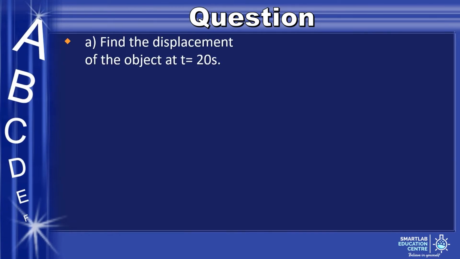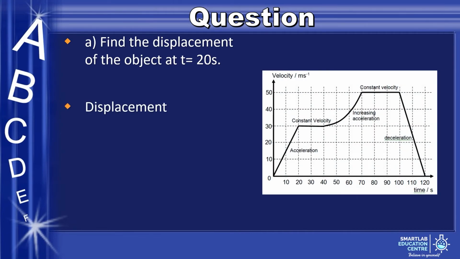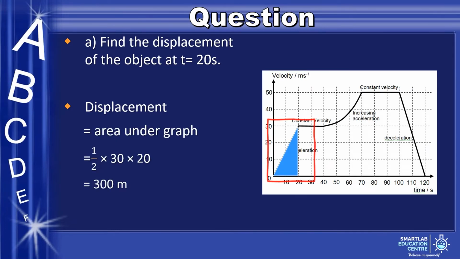Find the displacement of the object at t equals 20 seconds. The displacement after 20 seconds can be calculated as the area under the graph. This gives us an answer of 300 meters.